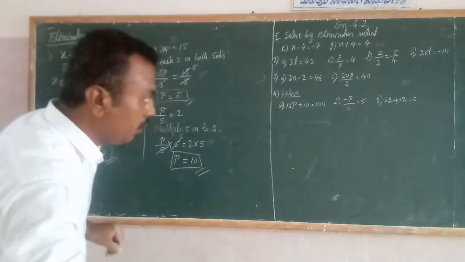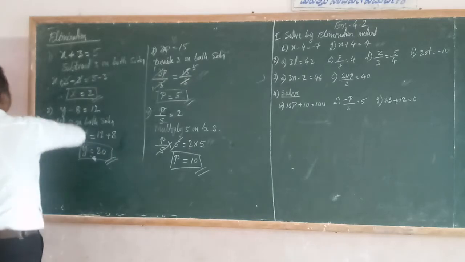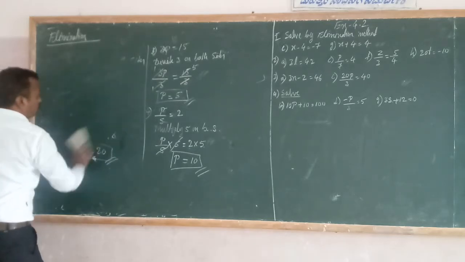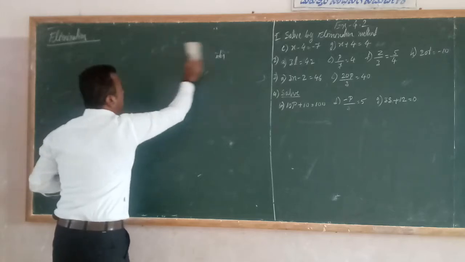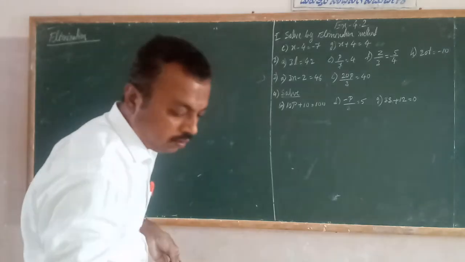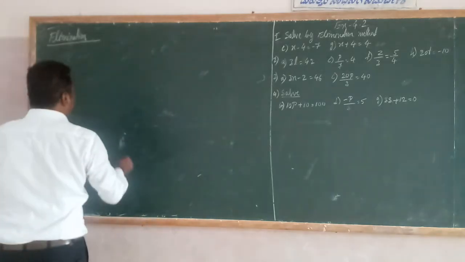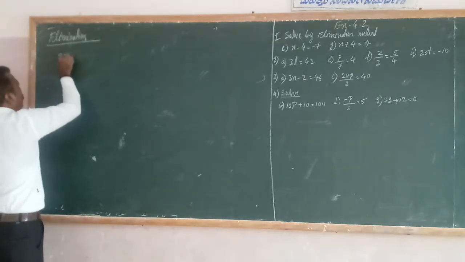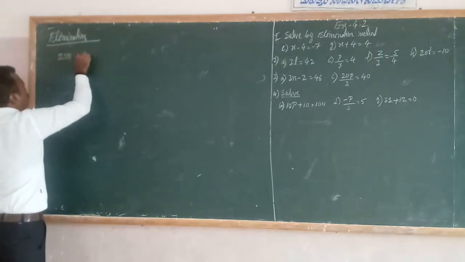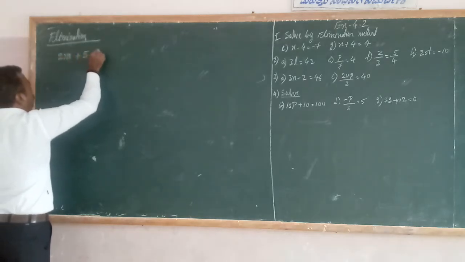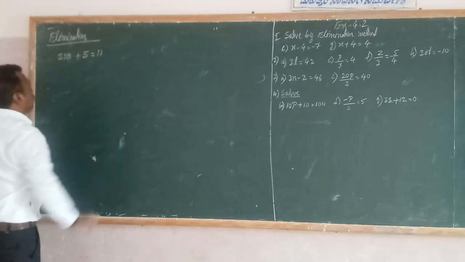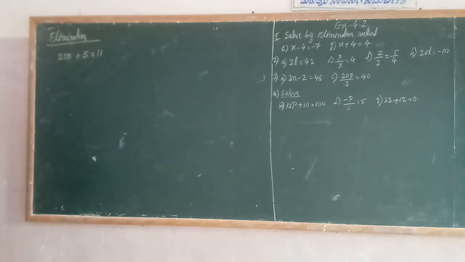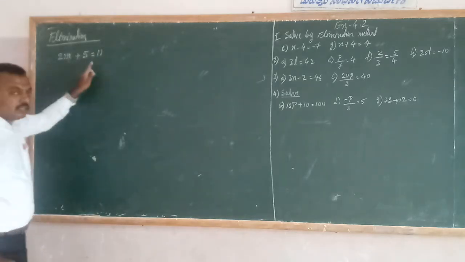So one more example I will take, students. 2m plus 5 is equal to 11.